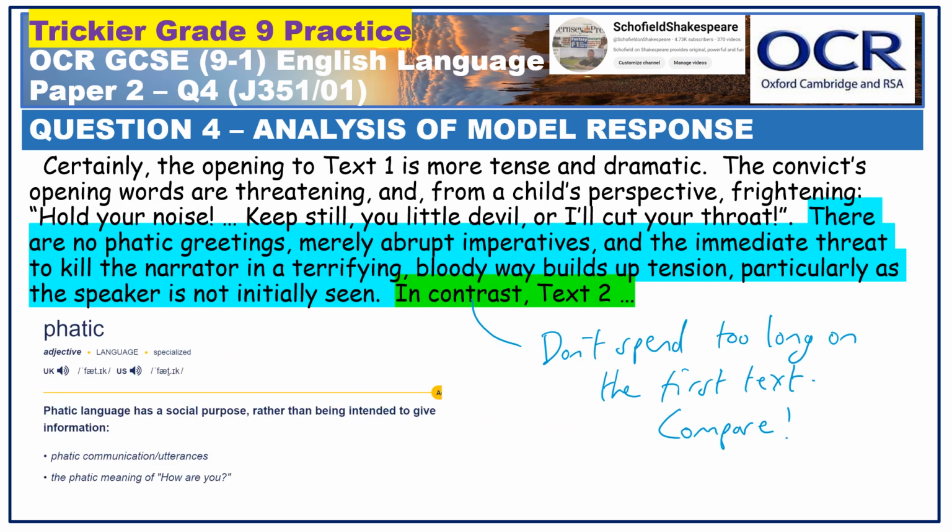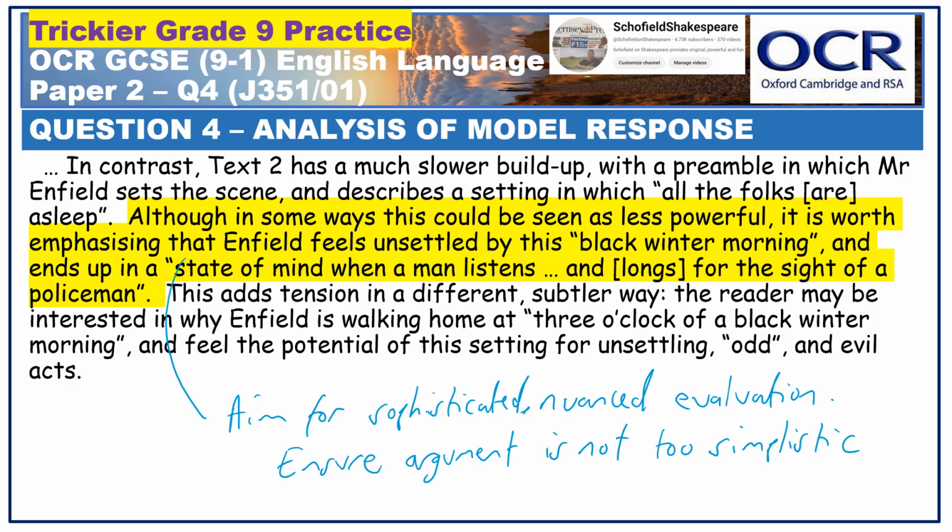Note the concision of my evaluation post-quotation and how quickly I move on to the second text. Note here the more sophisticated, nuanced evaluation. I point out that the absence of action and threats might make us think that text 2 is less frightening and tense before suggesting that the reverse is the case. It is just that it is subtler than the melodrama in text 1.